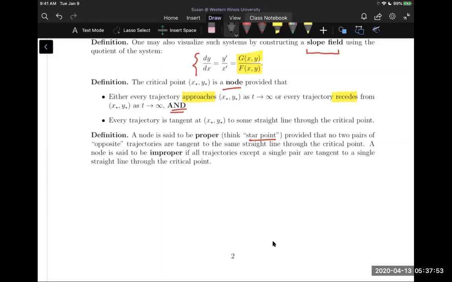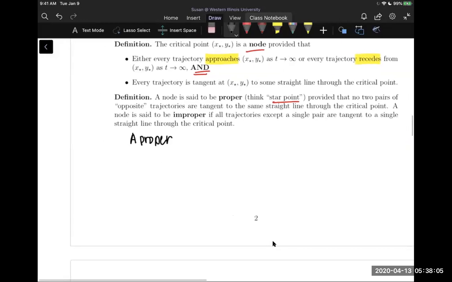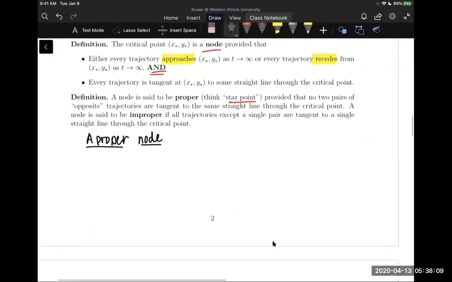So what I want to do right down below here in this white space is draw examples of a proper and an improper node. So let's do a proper node here on the left. And then we'll do an improper node on the right. And so just draw two sets of coordinate axes.